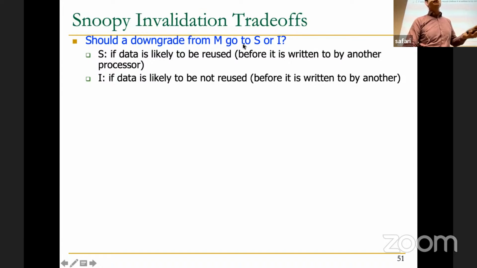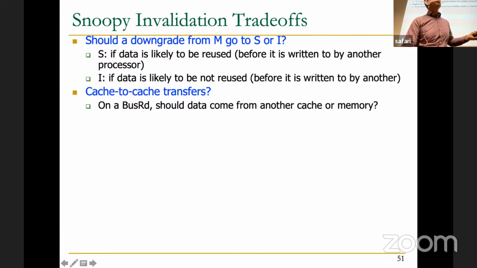If you think that the data is not going to be reused, maybe you go to invalid. And then there's the question of cache-to-cache transfers. I'm going through these relatively quickly because these are optimizations. I'm going to talk about something really important at the end. Basically, cache-to-cache transfer. On a bus read, should the data come from another cache or should it come from memory?